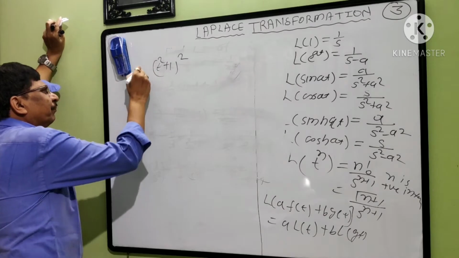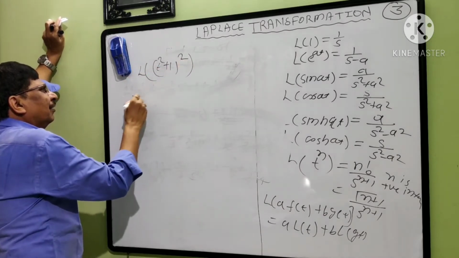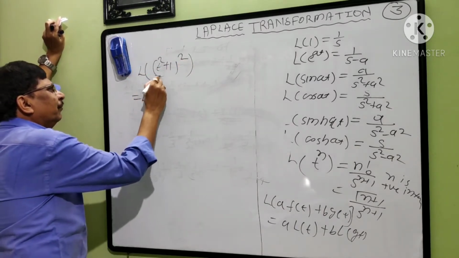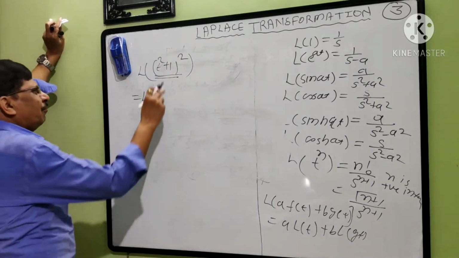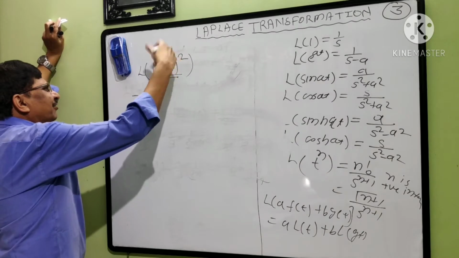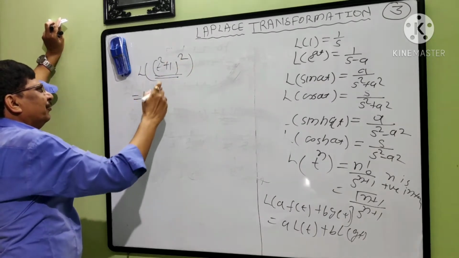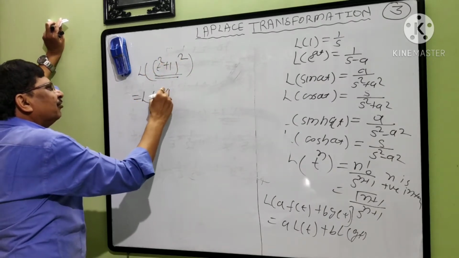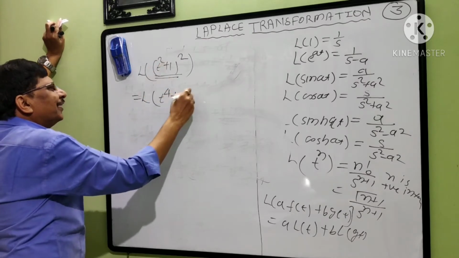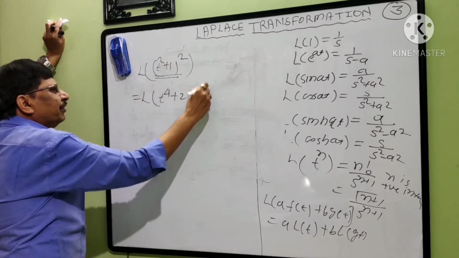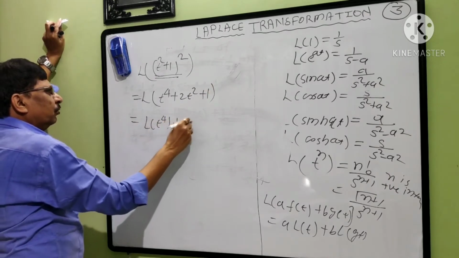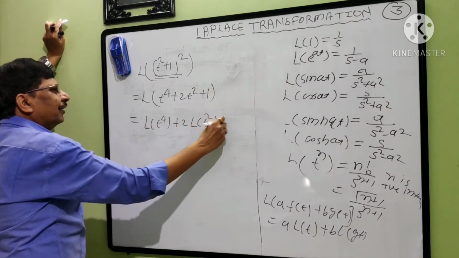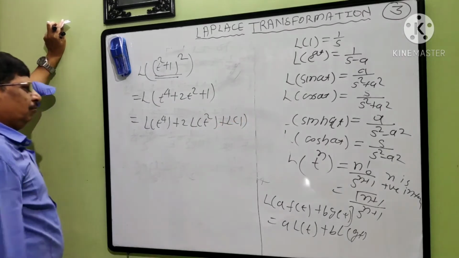Now we have to simplify this function, because the formulas are not for composite functions. That's why it is a square. Hence, I am going to expand this bracket: a square plus 2ab plus b square, that is t raised to 4 plus 2t square plus 1. Again use the rule: the Laplace transformation of t raised to 4, 2 into the Laplace transformation of t square, and the Laplace transformation of 1.